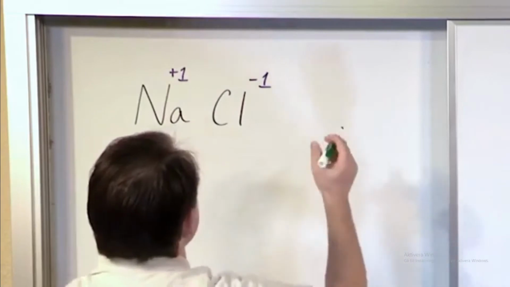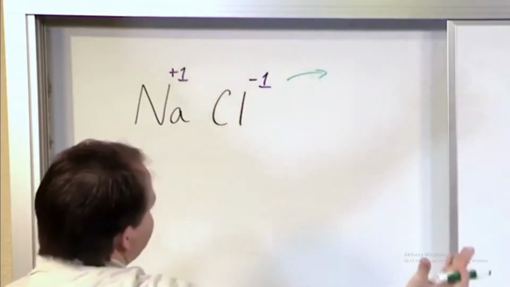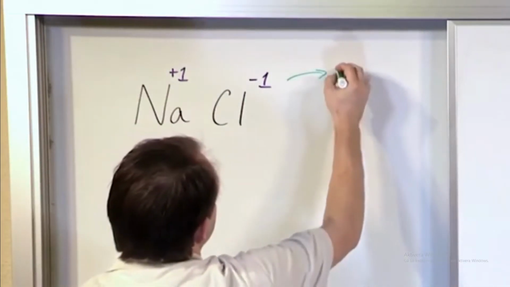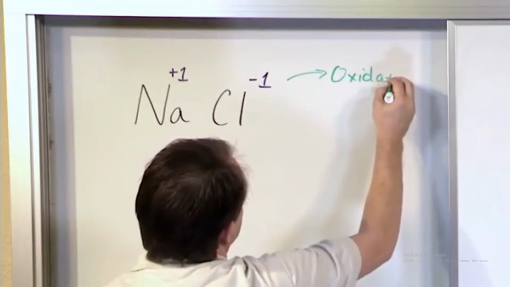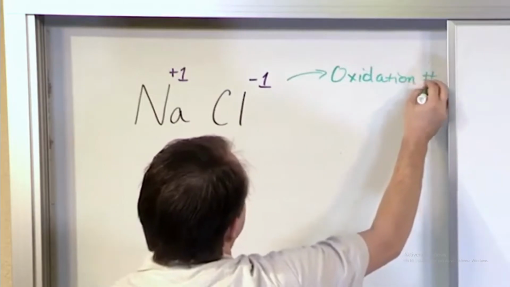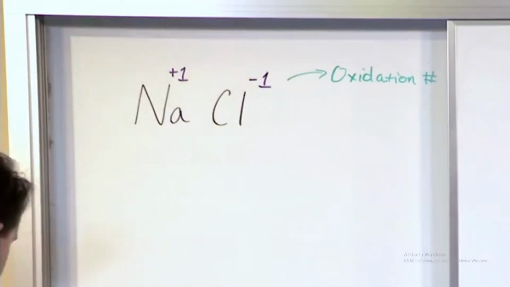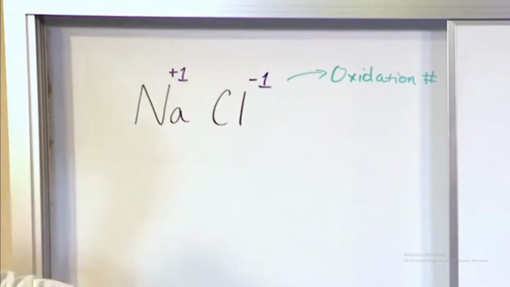So I told you a minute ago that, in general, you can think of it as the charge on these. So this is the oxidation number. The oxidation number of chlorine would be -1. The oxidation number of sodium would be +1. Okay, let's look at another one real quick.